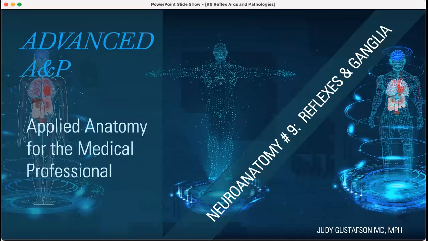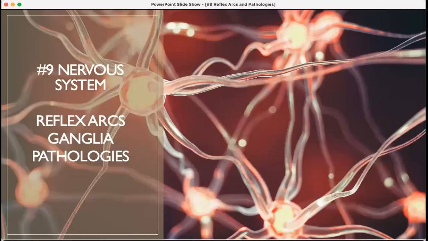This is number 9 in the series of the neuroanatomy lectures. The lecture today is on reflexes and ganglia. So we're going to go through the reflex arcs, which don't go directly to the brain, the ganglia, and then some pathologies of the nervous system, specifically the axons and things that affect neuronal transmission, and also some of the vitamin deficiencies that affect the nervous system.